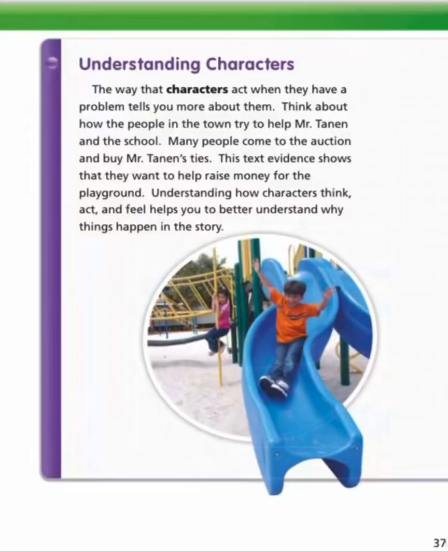Understand characters. The way that characters act when they have a problem tells you more about them. Think about how the people in the town try to help Mr. Tennant and the school. Many people come to the auction and buy Mr. Tennant's ties. The text evidence shows that they want to help raise money for the playground. Understanding how characters think, act, and feel helps you to better understand why things happen in the story.